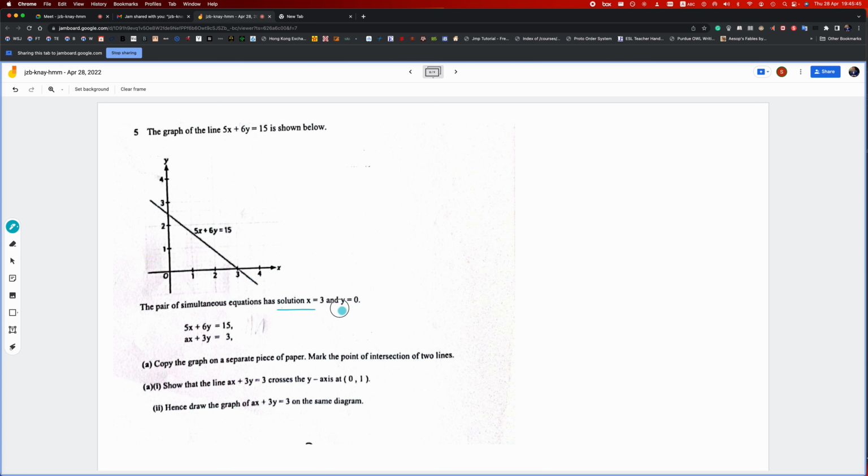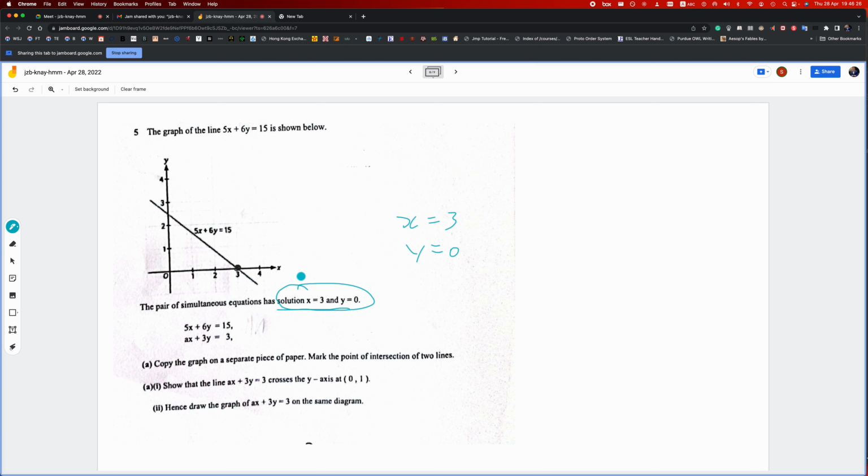They say the solution is this: x equals to 3, y equals to 0. So if they ask you to mark, how do you mark? Where is x equal to 3, y equals to 0? Can you mark it? Go to slide 8 and mark x equal to 3, y equals to 0. Okay. I cannot see any response from you, by the way. Yes, good. That's the point.